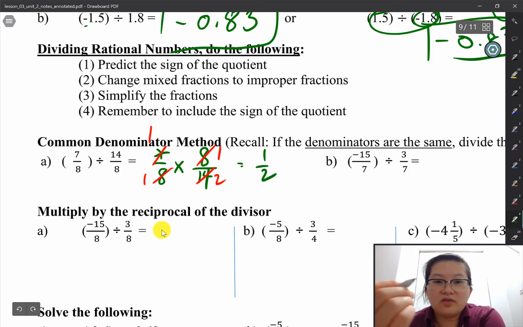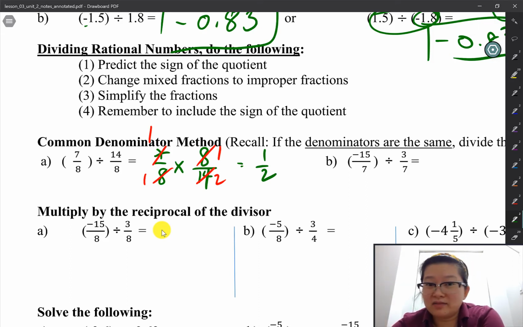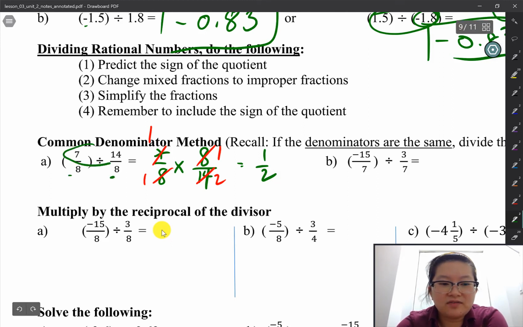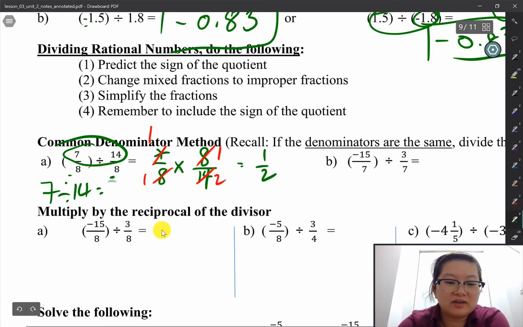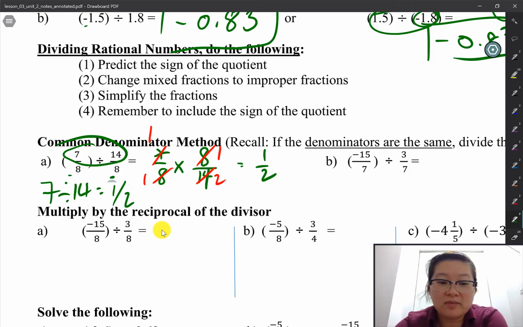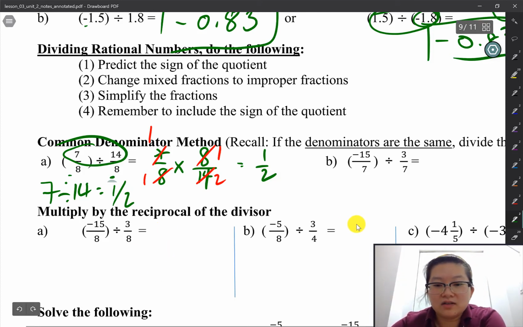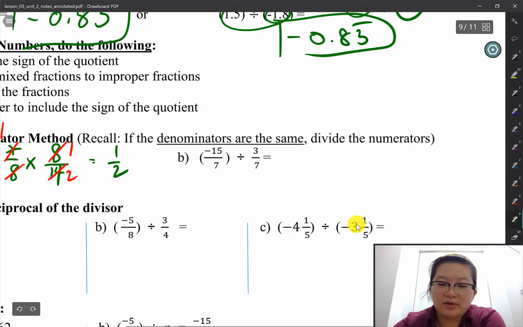Okay? So let's go back to the common denominator method to see how this works. If I have the same denominators, I just have to divide the numerators. 7 divided by 14 is indeed 0.5 or 1 half. And the reason why is because notice the 8s, once I flip one of them, are able to cancel out. So if we do D as a separate example, the denominators are the same, so I take negative 15 divided by 3. This should give me negative 5.